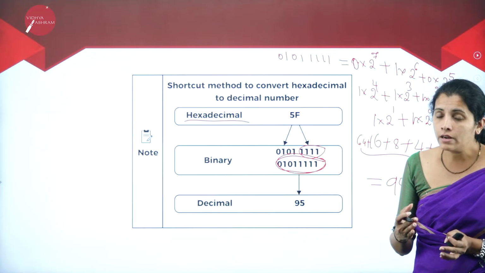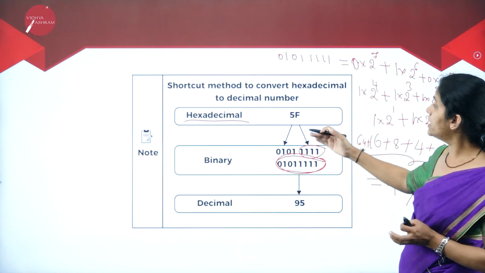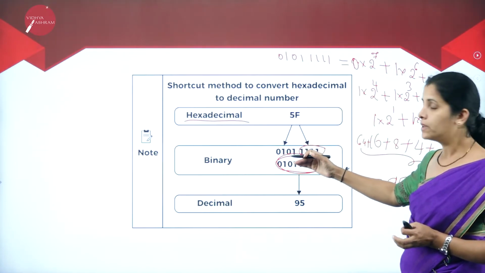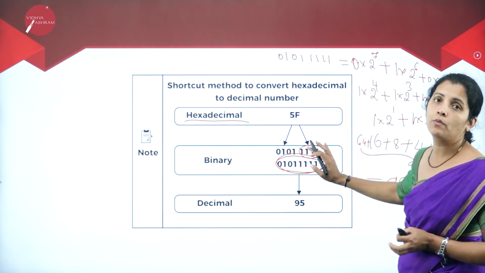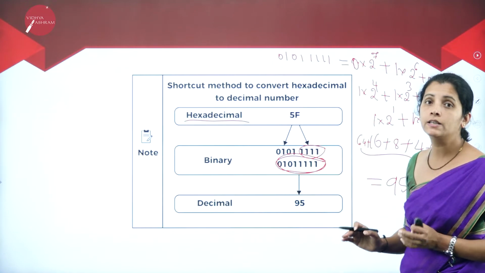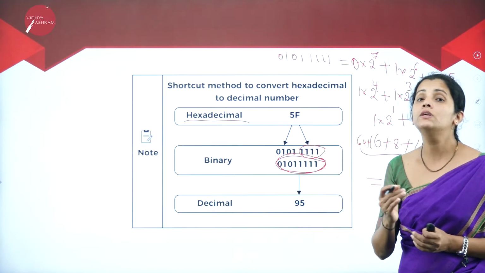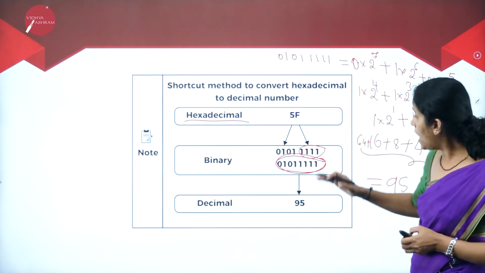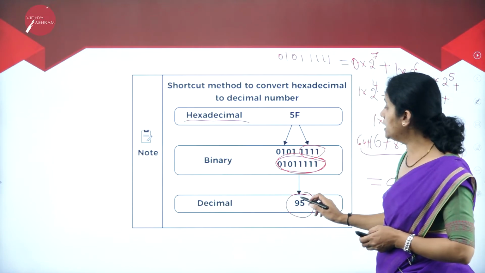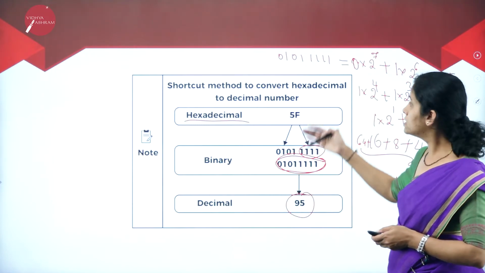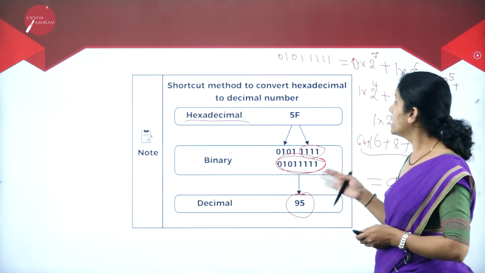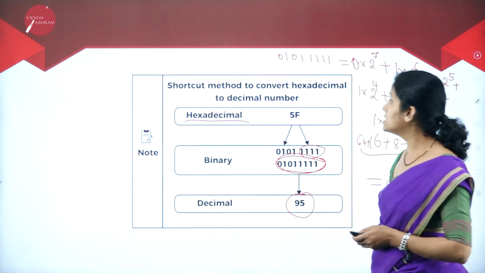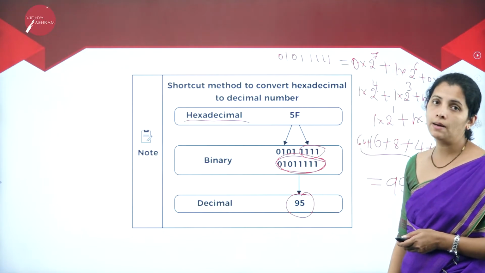How am I going to convert? First, I'm going to write the binary equivalent. After writing the binary equivalent, what am I going to do? I'm going to use the method called binary to decimal conversion. After that, I'm going to get the decimal number. This is my final solution. This is the way I can convert a hexadecimal number to a decimal number.